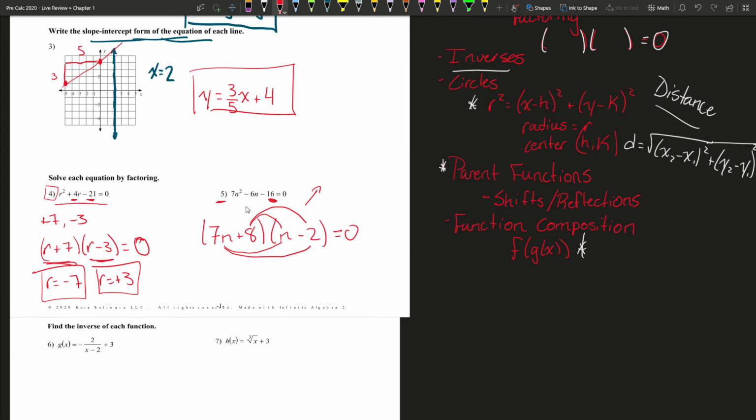In order to check, just FOIL it back out. We get 7n squared minus 14n plus 8n minus 16. This middle term ends up being -6, so we get our original. Then we set each equal to 0. So 7n plus 8 is equal to 0, so n is equal to -8/7. And then n is equal to +2.